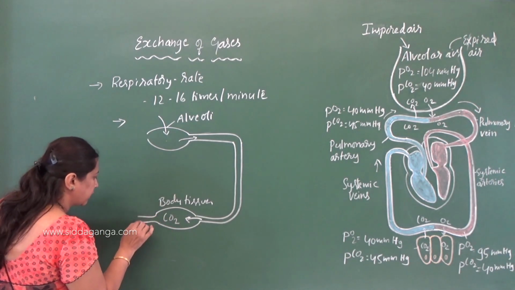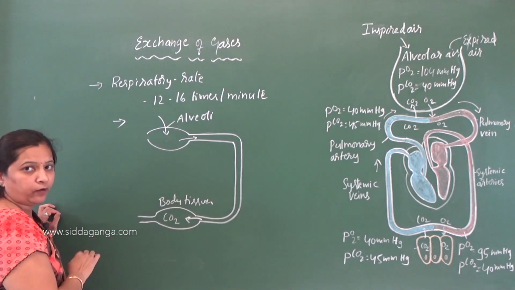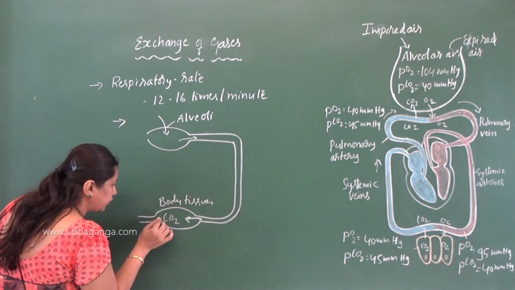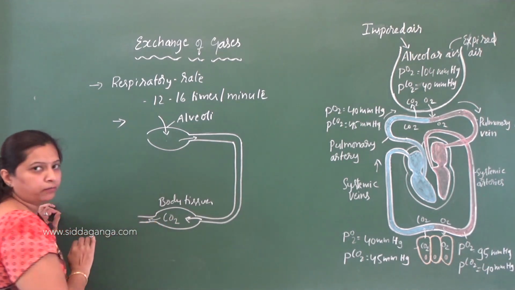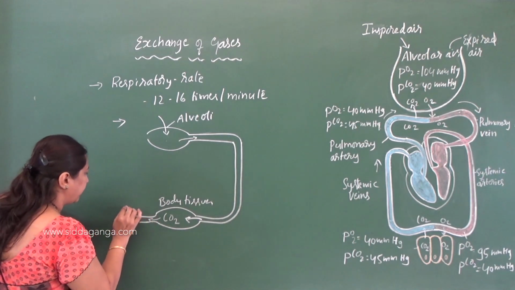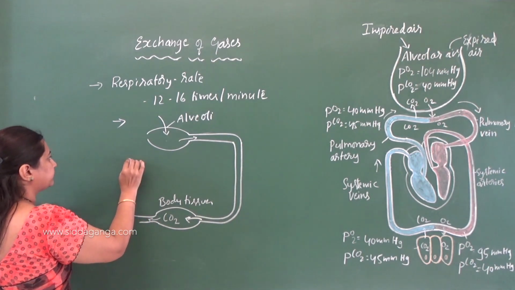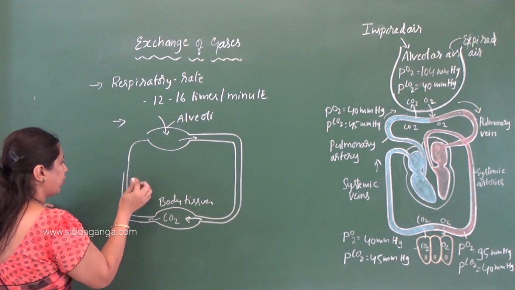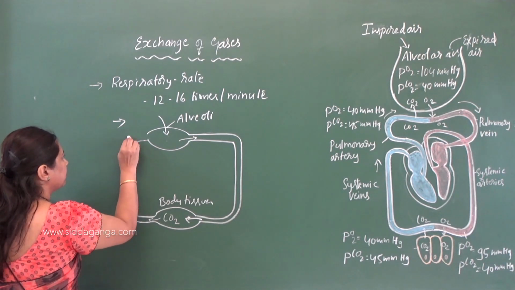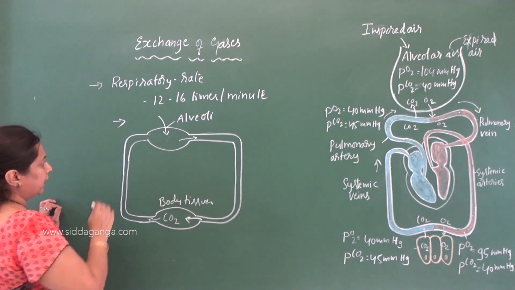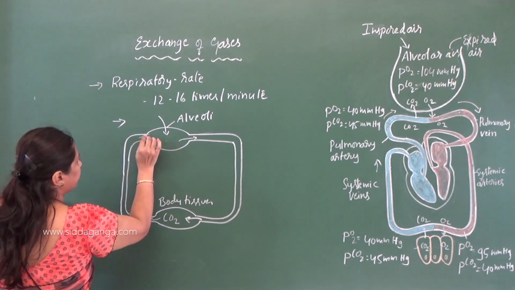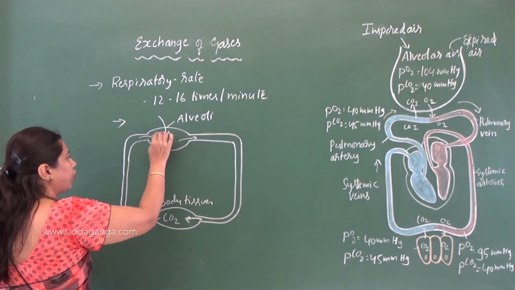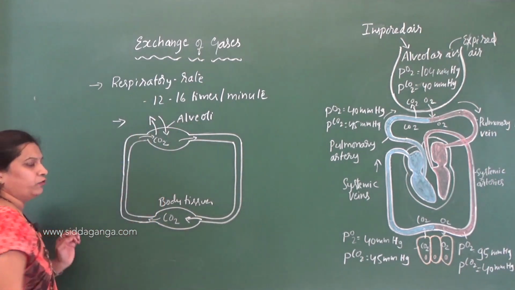For its elimination, the carbon dioxide has to reach the alveoli. So the carbon dioxide from the body tissues will diffuse into the blood, and the blood will carry carbon dioxide to the alveolar side. At the alveolar side, the carbon dioxide from the blood diffuses into the alveoli, and from there the carbon dioxide is expelled out.